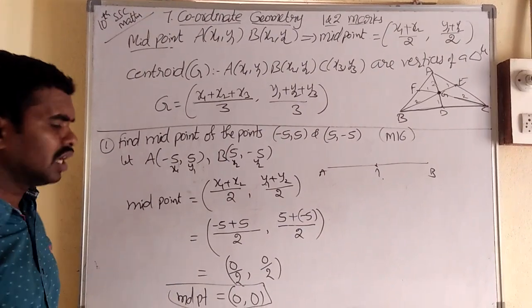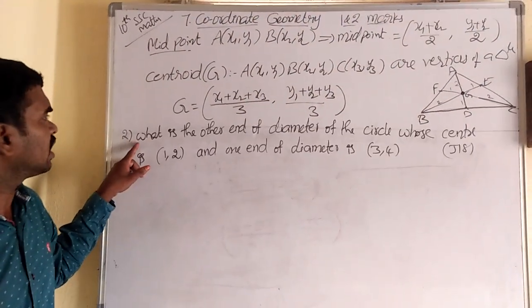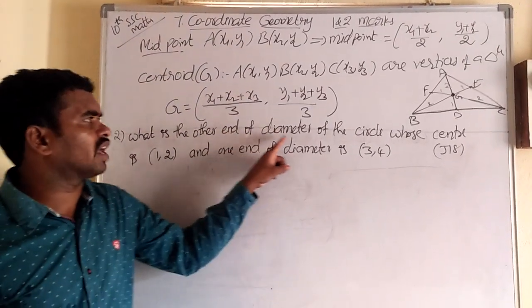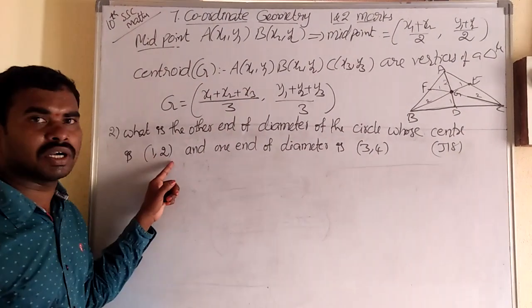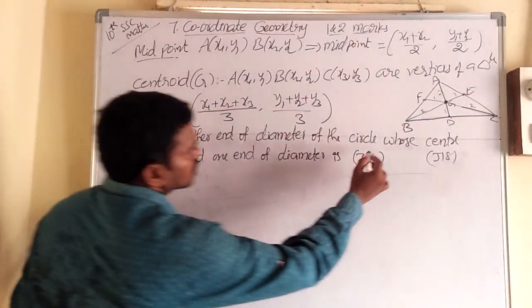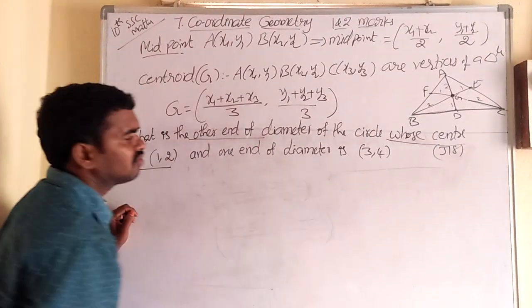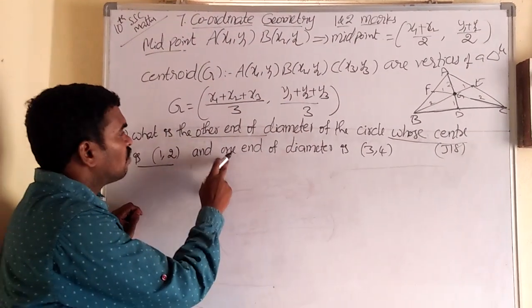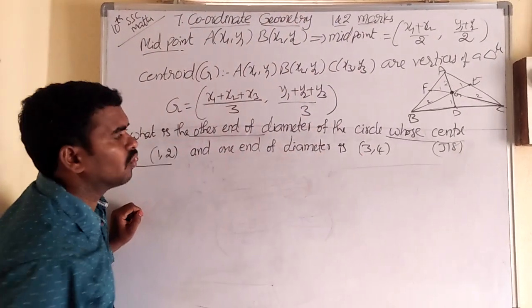This is one question. And another question: what is the other end of the diameter of the circle whose center is (1, 2)? You know, the circle whose center is (1, 2). What is the other end of the diameter, if one end of the diameter is (3, 4)?